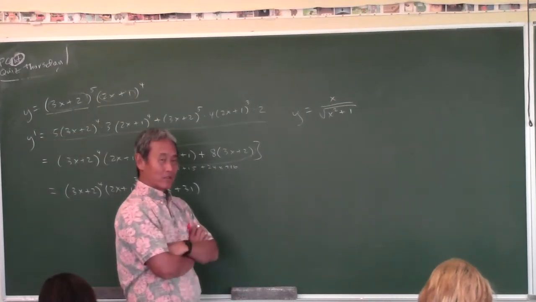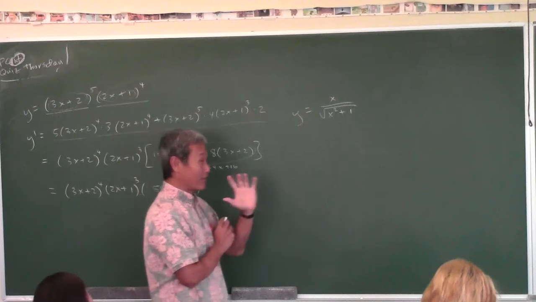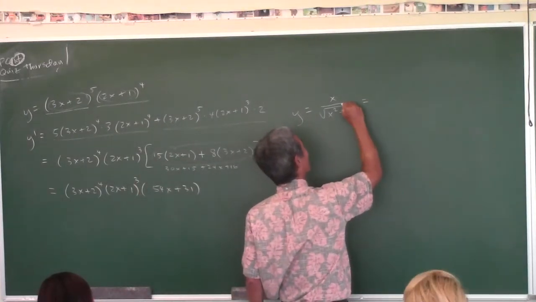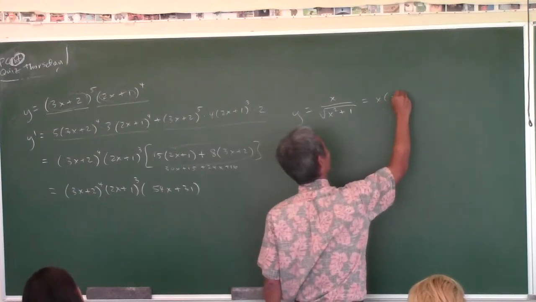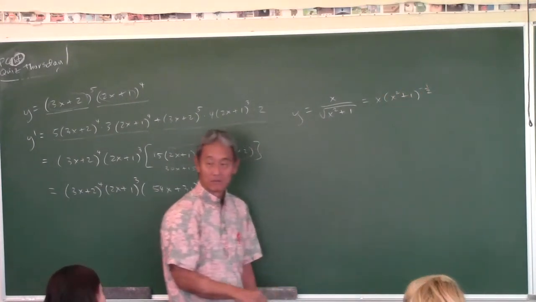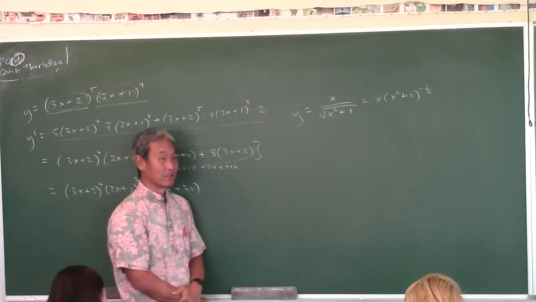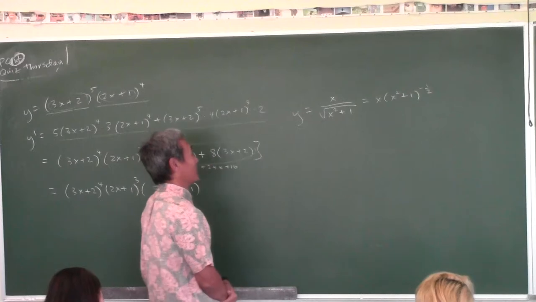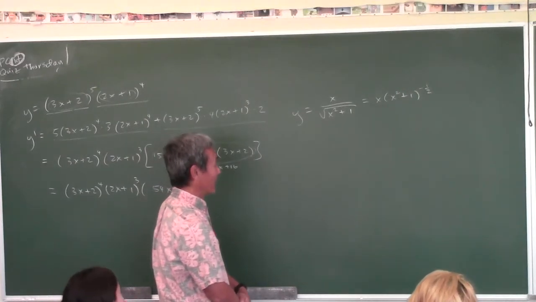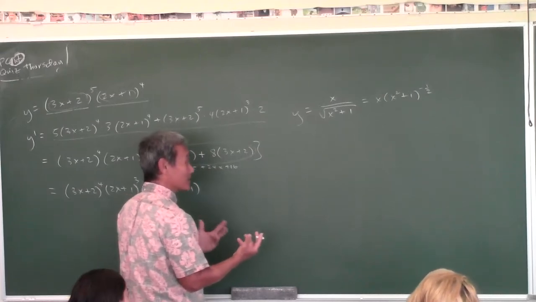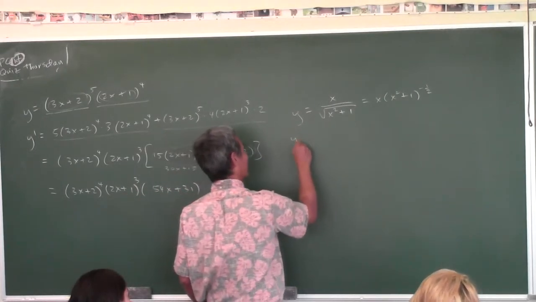Now, do I want to use the quotient rule here? You have a choice here. You can use the quotient rule, or do I want to rewrite that as x times x squared plus 1 to the negative half and then use the product rule? You got a choice. What would you do? Product rule. I think I would do the product rule too. But it doesn't matter. It's going to come out as long as you do the mathematics correctly.